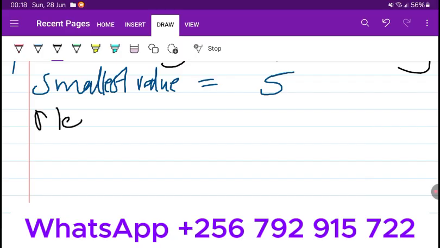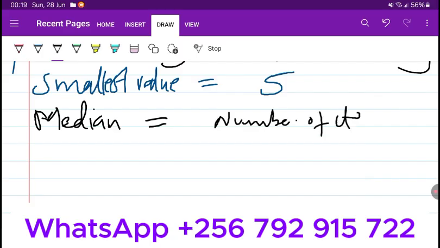This is the median. Of course, we have a formula for getting a median for both when the values are odd and when they are even. We shall look at that when we go to measure of central tendency. But this is what I want you to know. If we want to know the middle number or the middle value, we just get the number of items, then we divide by 2.